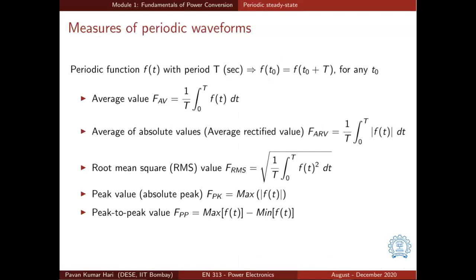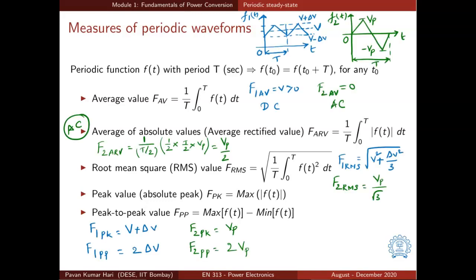Let us consider a periodic function f of t, which represents a periodic waveform, and the period of this function is T, capital T. So that means f of t naught is equal to f of t naught plus capital T for any given time instant t naught. So the average value, as we have already seen in some examples, is given by 1 by T integral 0 to T f of t dt.